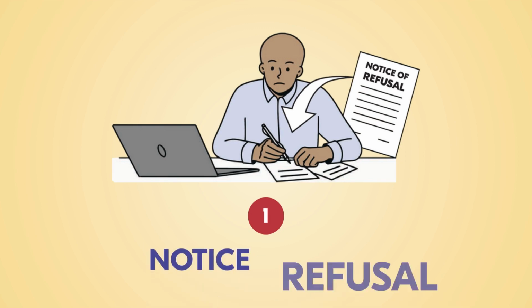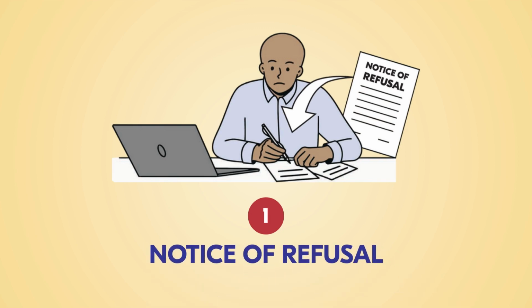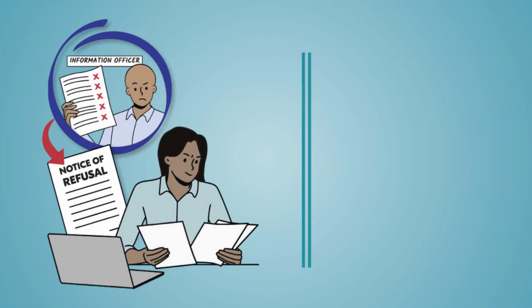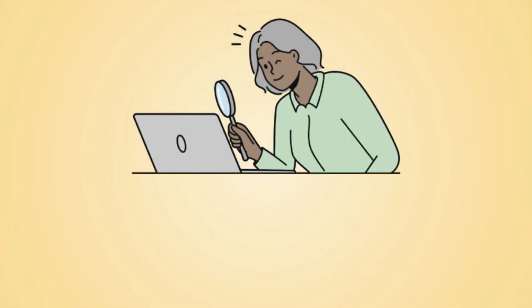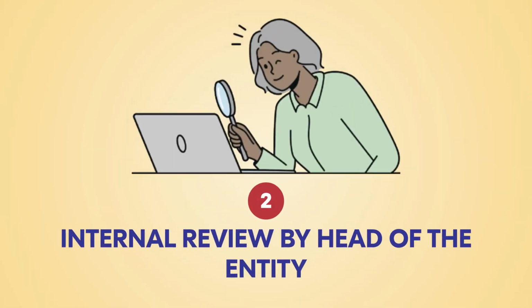If your request for access to information is denied, there are 4 steps involved. Step 1. A notice of refusal. The information officer must give you a written notice that includes the reasons why they've refused your request.